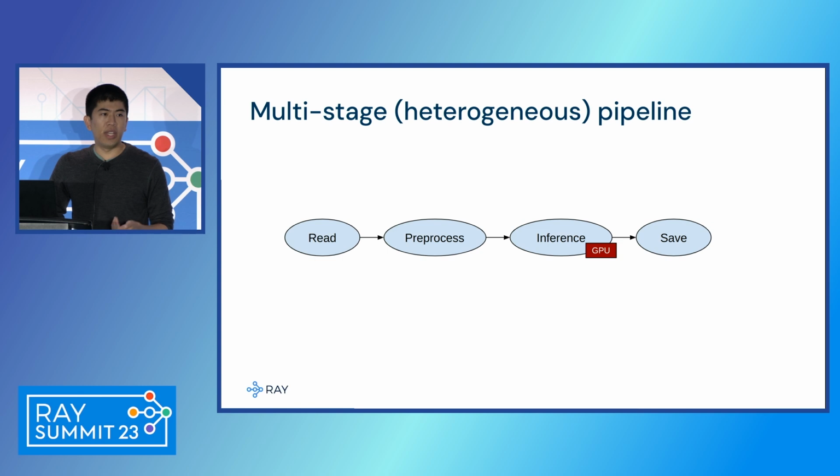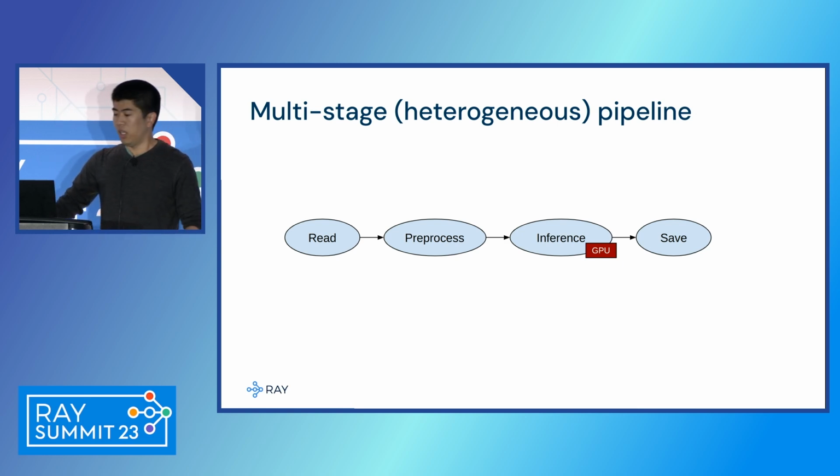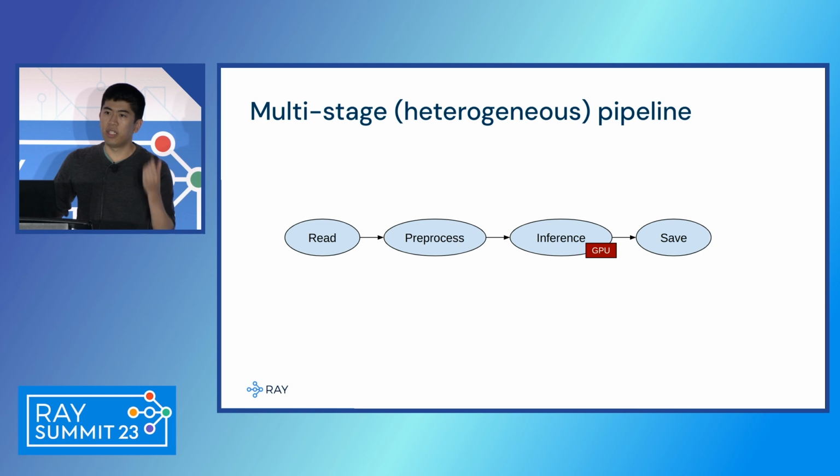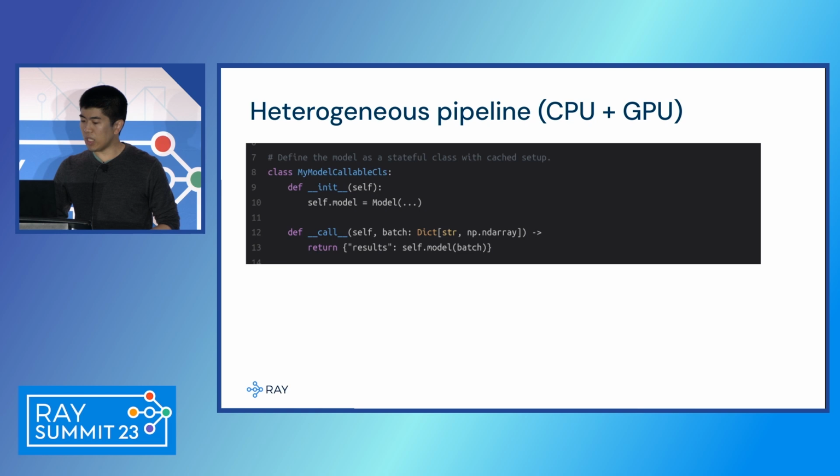So here's an example of a heterogeneous pipeline where I have that read, preprocess, inference, save kind of job, but one change. The inference is running on a GPU. I might have a GPU model. And in Ray, in code, this might look something like this. For GPU-powered UDFs, typically you write a class instead of a function. And in the constructor of the function, you can set up your model that initializes the GPU, loads the model into GPU memory. And then you have a call function to process a batch of data with that initialized model.